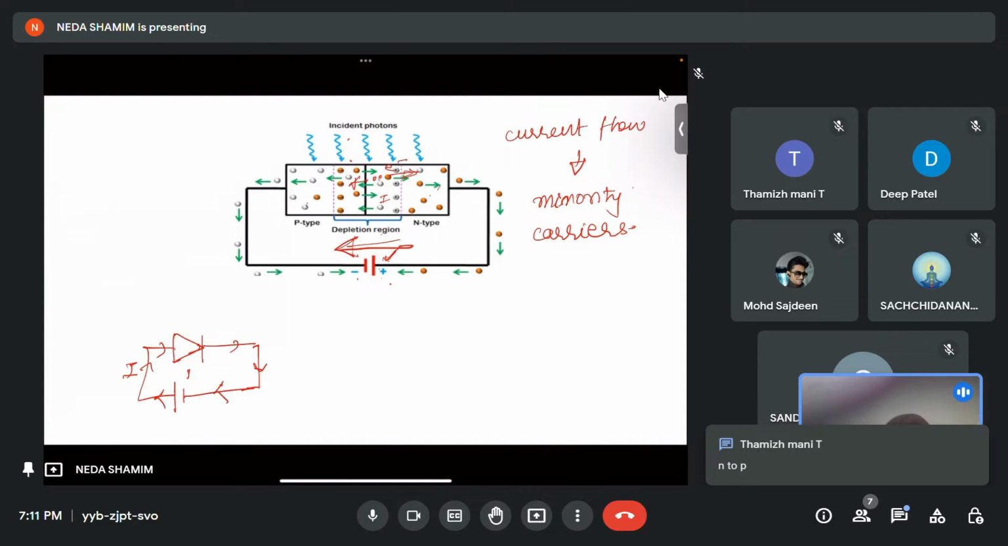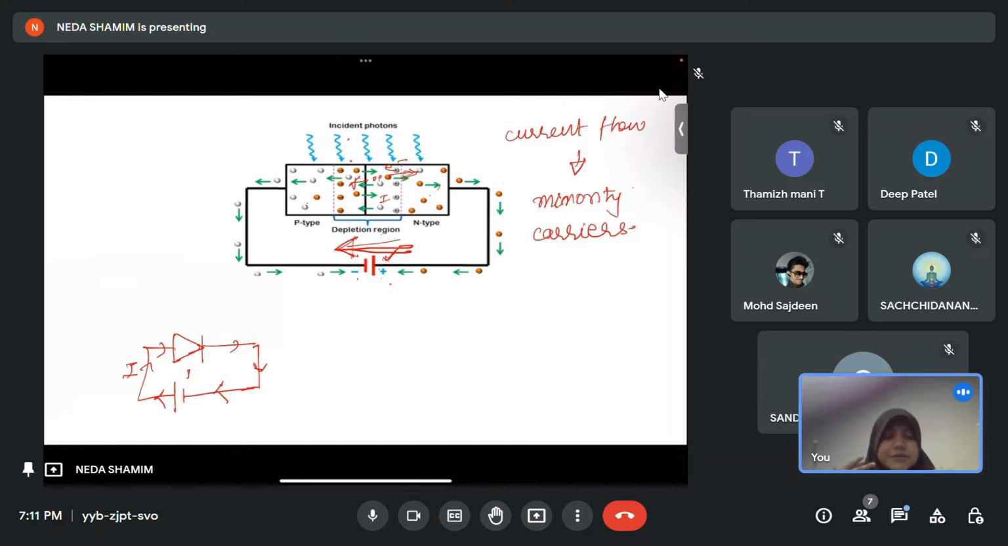Try to think about this. Try to get a feel and intuition of why it is N to P. Try to correlate it with the forward bias, where the width of the depletion region keeps on decreasing. This is connected to the positive terminal, the negative is connected to the negative. So more holes will be repelled to this side and more electrons to this side, and so there will be a flow of current from positive to negative, that is from P to N.